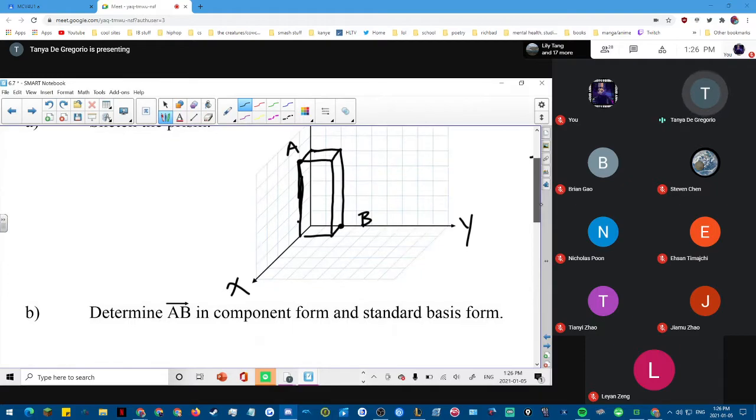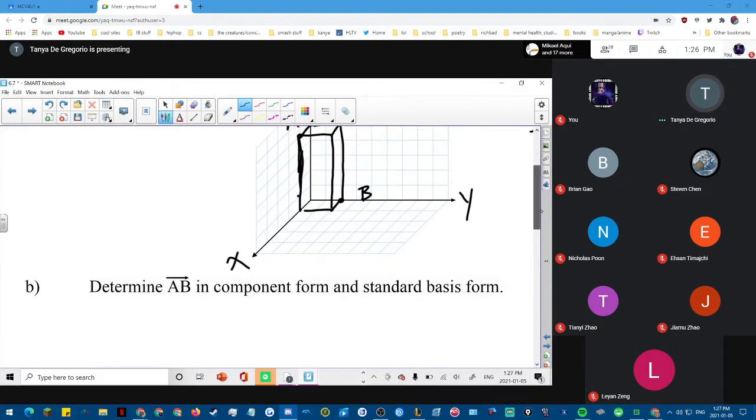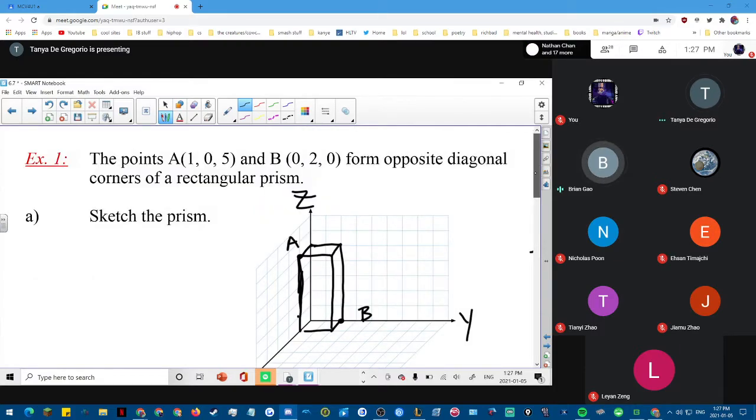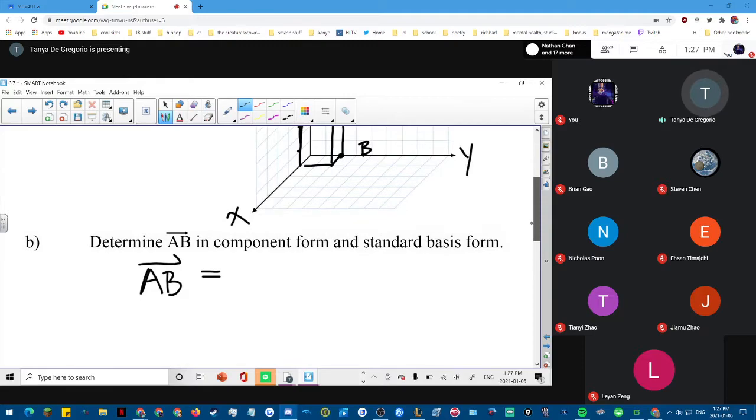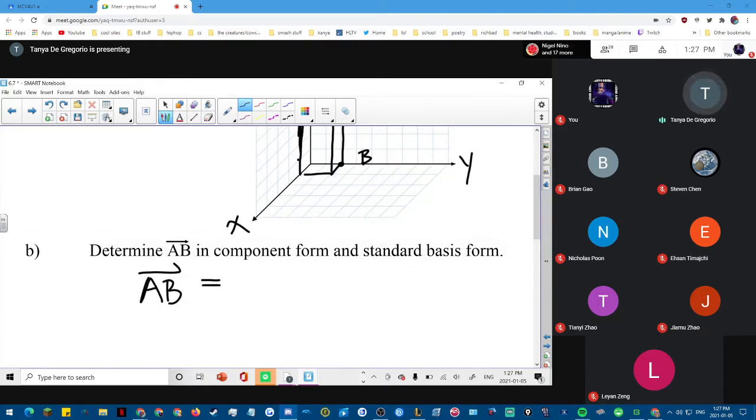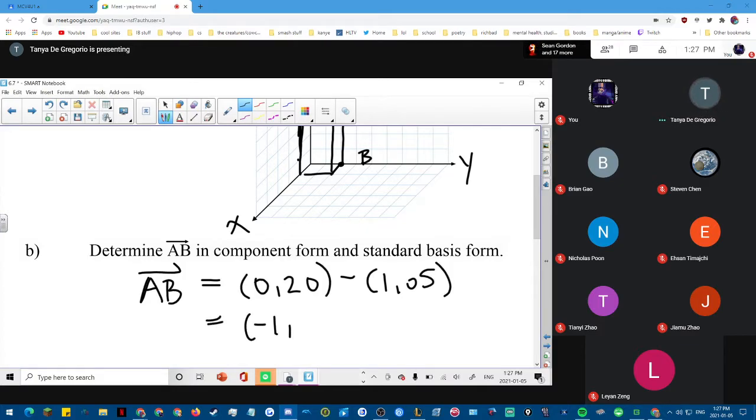And it says determine the components of vector AB. Okay, we want it both in component form and in standard basis form. So I want to find AB. Does anyone have any idea what I can do? Subtract A from B. That's it. It's as simple as that. I have the components of B. I have the components of A. It's as simple as just subtracting the two. And so now I have my vector AB in component form.